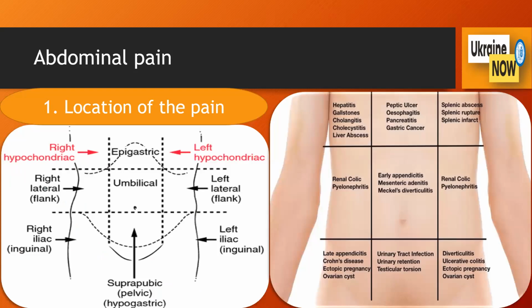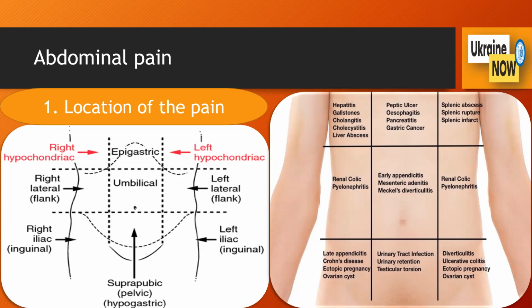So the first mentioned complaint is abdominal pain, which is important and the leading symptom in diseases of the digestive system. So you should ask the patient about the location of the pain, namely in which topographic area it is located. According to topographic location, pain in the epigastrium region is typical for peptic ulcer, pancreatitis, esophagitis, and gastric cancer.